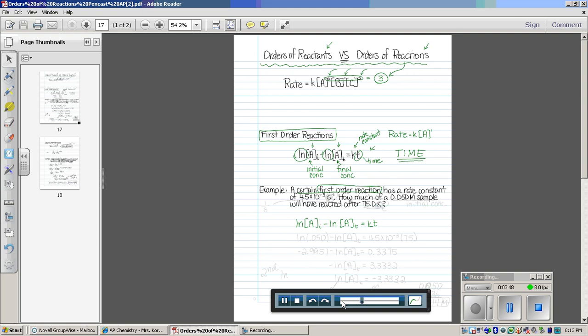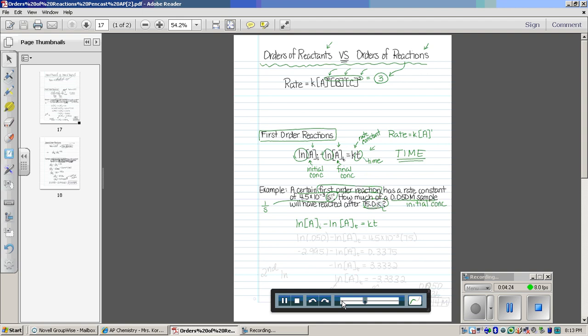So if we go back to the problem, it says a certain first order reaction has a rate constant of 4.5 times 10 to the negative third s⁻¹. Let's make sure everybody knows what s⁻¹ means. s⁻¹ is the same thing as saying 1 over s. So the unit on this rate constant is 1 over s. So time needs to be in seconds, since the time in the rate constant unit is in seconds. And they want to know how much of a 0.05 molar sample will have reacted after 75 seconds. So right here, this is your initial concentration.